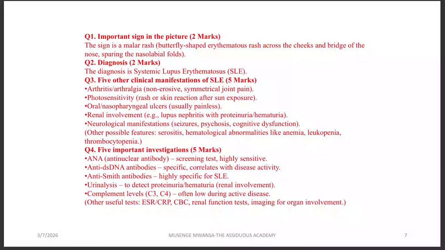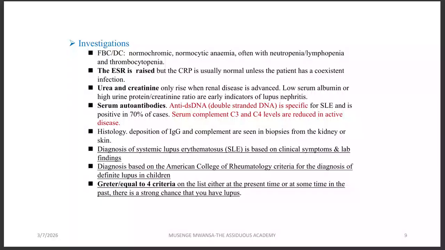So for the diagnostic criteria, there are 11 features that you need to know. And of the 11 features, if you have any four of those features, then you are going to diagnose lupus. It is a diagnosis based on what we call the American College of Rheumatology.